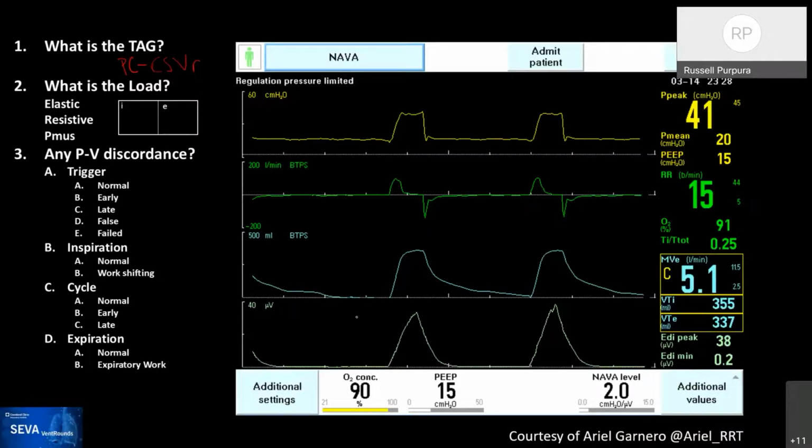So just knowing that continuous spontaneous ventilation, and then whatever the NAVA is, which is not the intelligence, it's the, oh, I guess you wrote it there, the R. So looking at what is the load, inspiration.